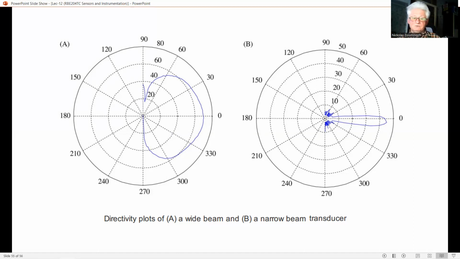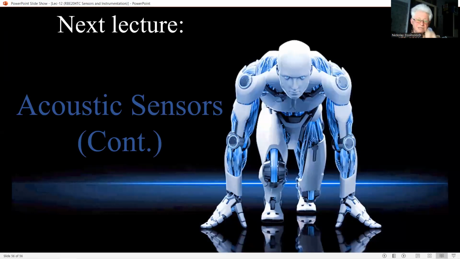We will now resume the operation principle and properties of two types of acoustic sensors, most encountered in mechatronics: the electrostatic and the piezoelectric transducers. And in the next lecture, we will be continuing studying this topic, acoustic sensors.